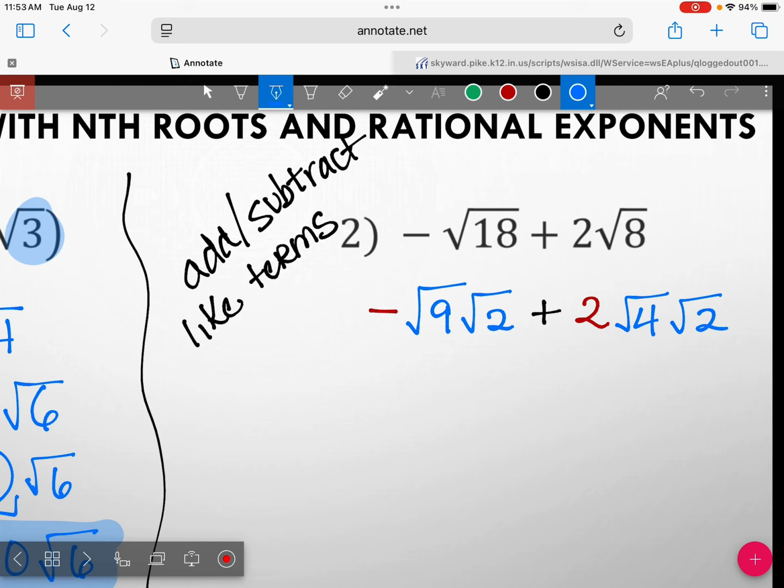So the square root of 9 is 3. So this becomes negative 3 root 2. And then the square root of 4 is 2. So when you multiply the 2 in the front and the 2 that we get when we simplify the 4, we get another 4 because we're multiplying 2 times 2.